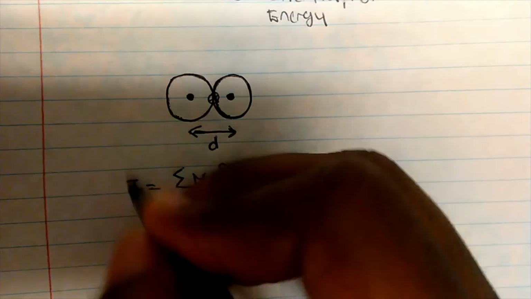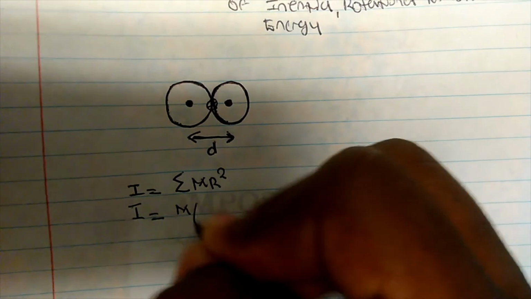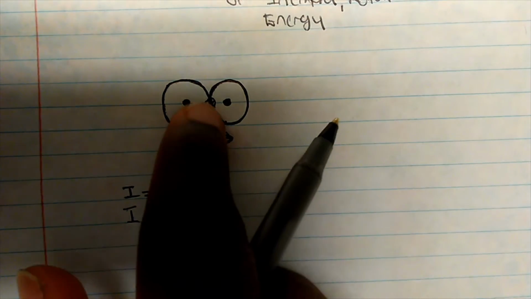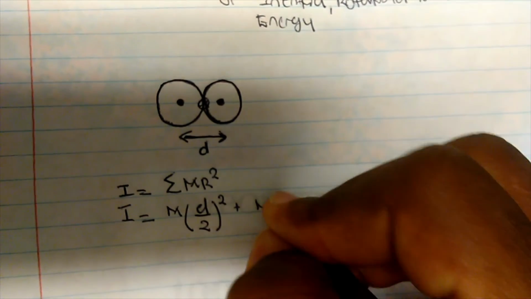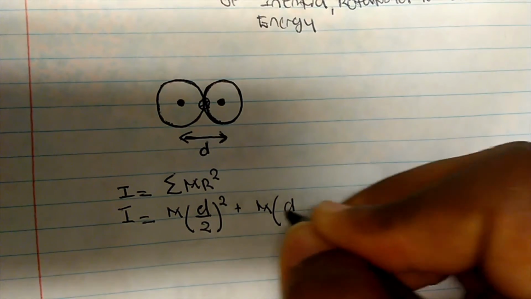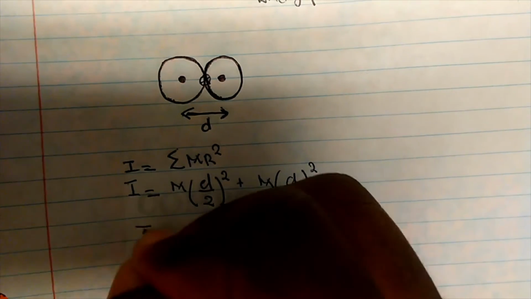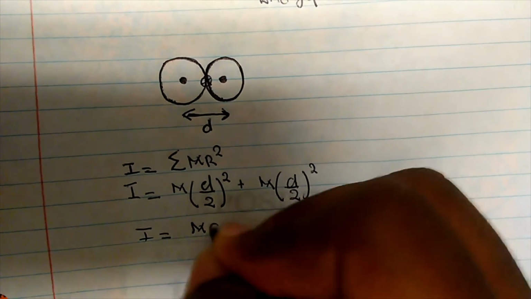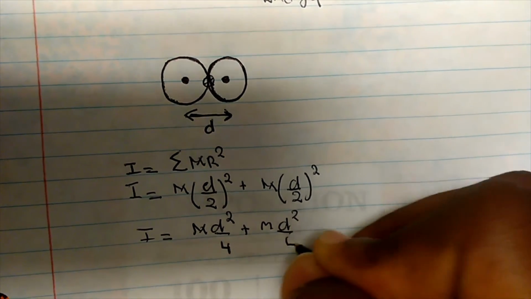Okay, and so if I look at this, I could rewrite my moment of inertia to be mass times, what's my radius? I went half the distance, okay? Half the distance on both sides. So this becomes my diameter divided by 2. And I square that, because that's my radius now. Plus I also have another one where I have my mass times my diameter divided by 2, squared. So my moment of inertia now becomes m times d squared over 4 plus m times d squared over 4.